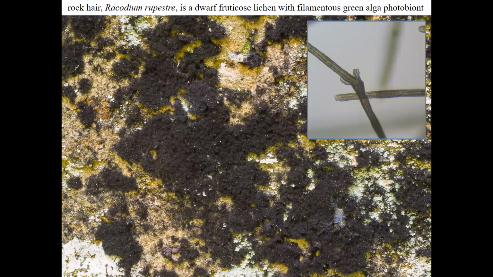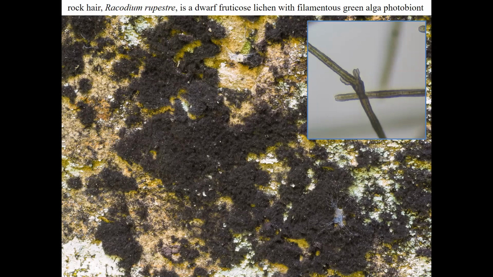This is called the dwarf fruticose lichen. Very dwarf. It's basically a filamentous cyanobacterium with a little covering of fungus around it. And its common name is aptly rock hair, Racodium rupestre. And this is the kind of thing that if you went to the Hocking Hills, right near Conkle's Hollow on Big Pine Road, walk back a little bit, it's a big rock house there with a waterfall dripping down.